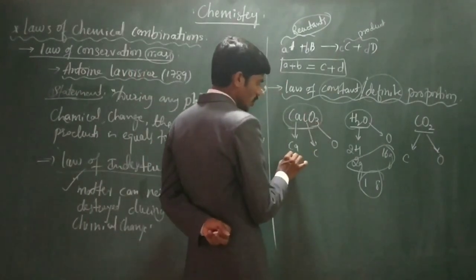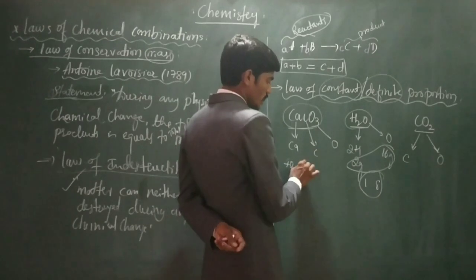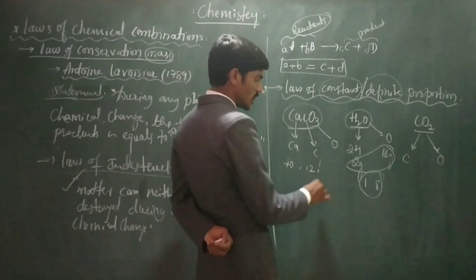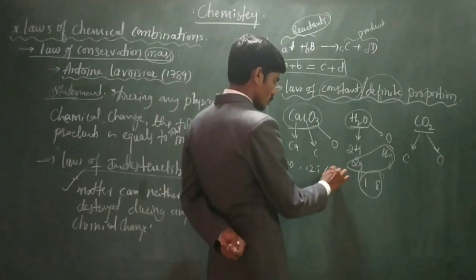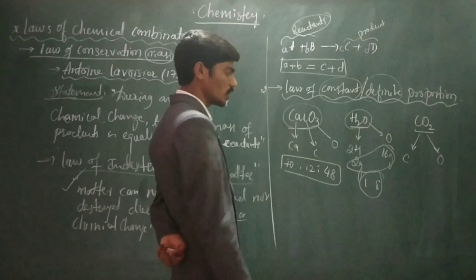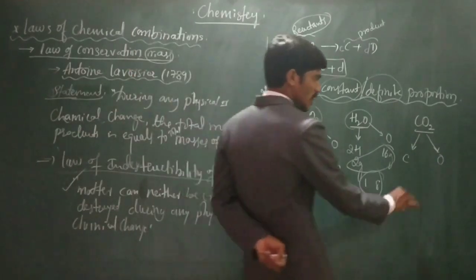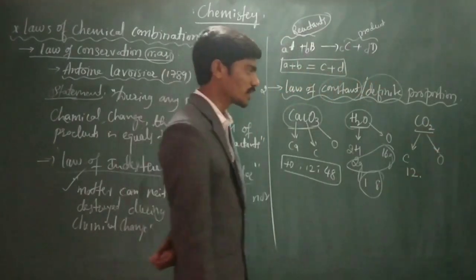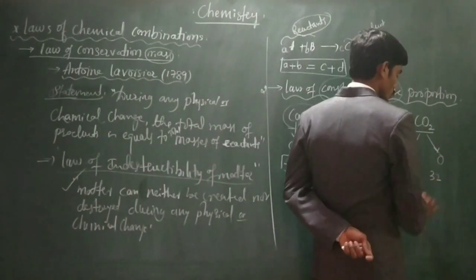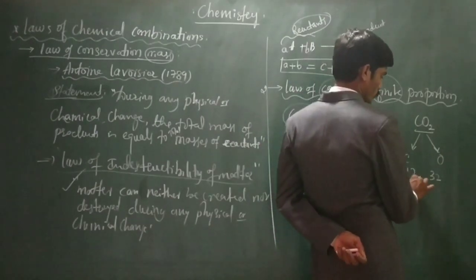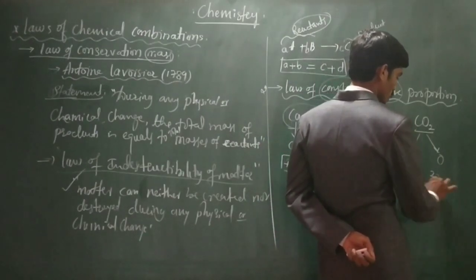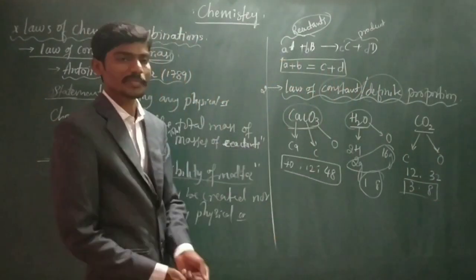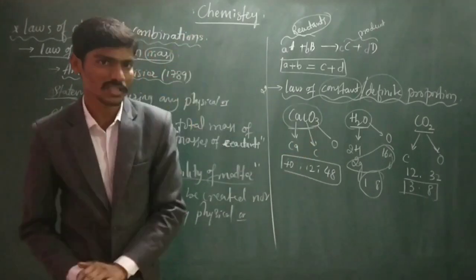कैल्शियम कार्बोनेट में कैल्शियम का एटॉमिक मास 40, कार्बन का 12, ऑक्सीजन का 16, 16 3, 48. So this is the ratio 40:12:48. कार्बन डाइऑक्साइड, कार्बन का मास कितना है? कार्बन 12, ऑक्सीजन मास 2 ऑक्सीजन है 16 into 2 32 है. Carbon and oxygen are present in the ratio of 3:8. So this is its statement. मैंने एक्सप्लेनेशन दिया, अब स्टेटमेंट आप लिख सकते हैं.